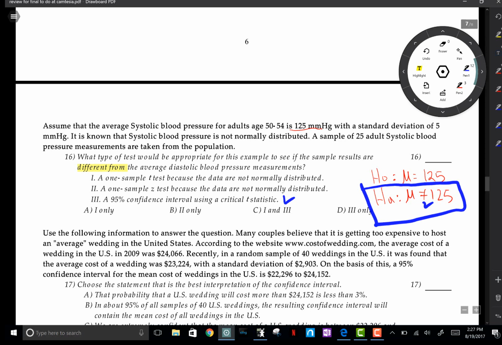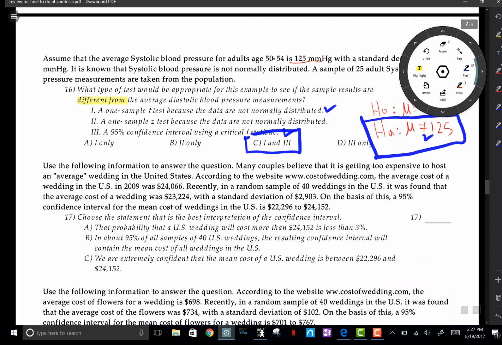And for this one, it will be a t-statistic because we don't know the actual standard deviation. We only know it for the sample. So that way it will be 1 and 3. Our final answer should be C. And that's it for 16.